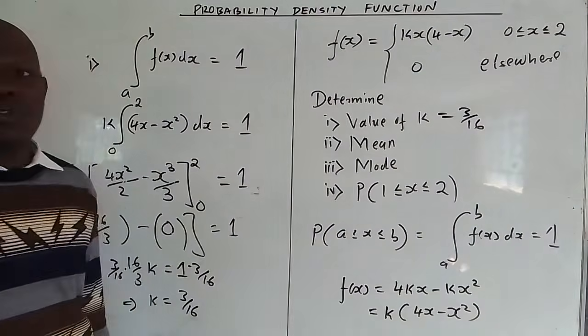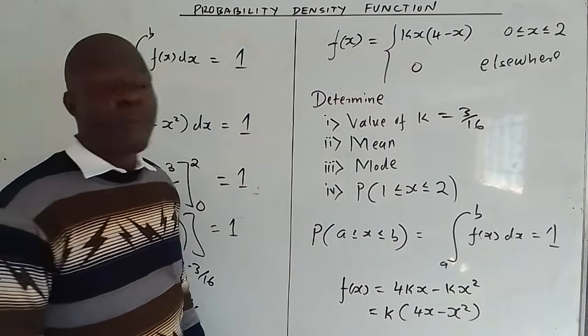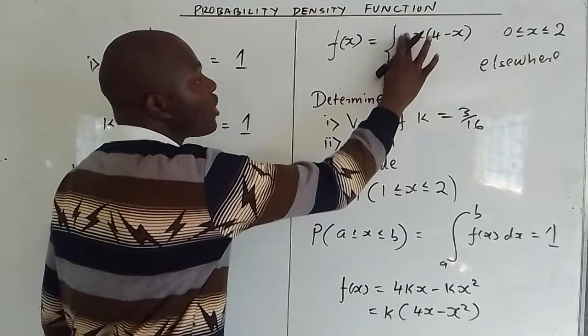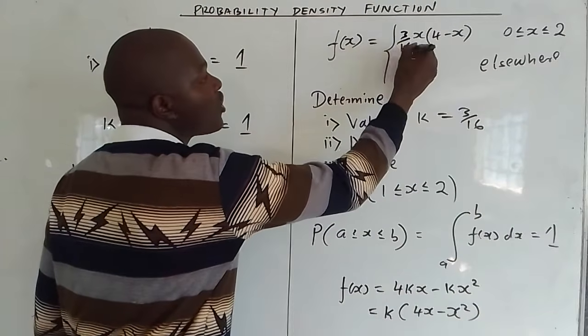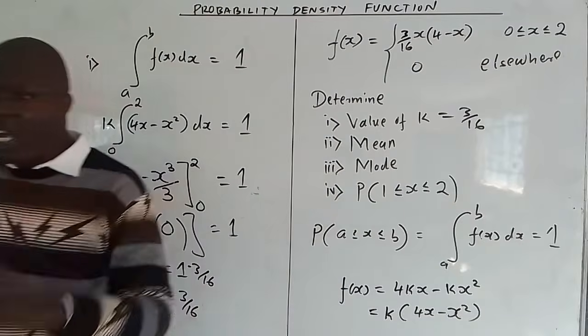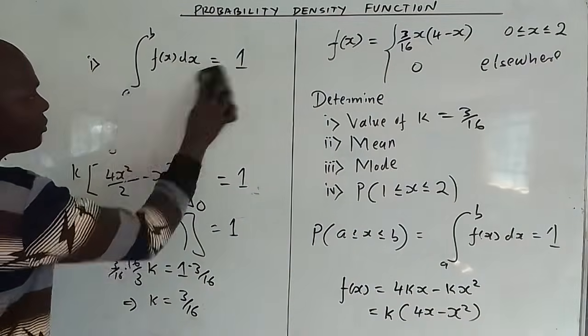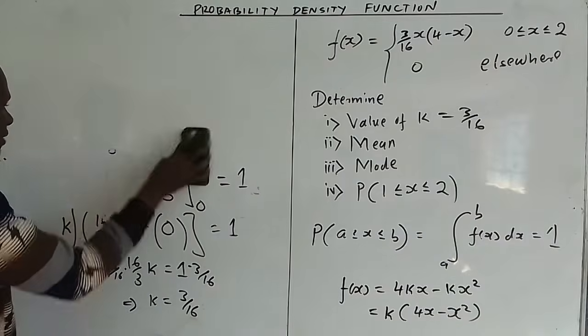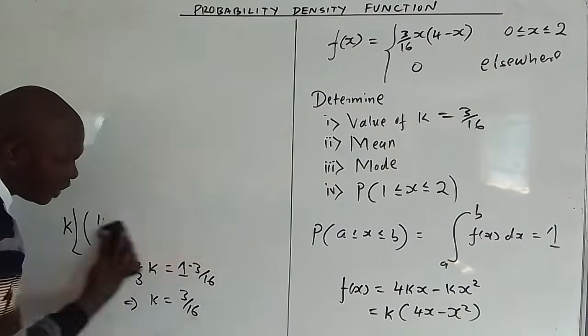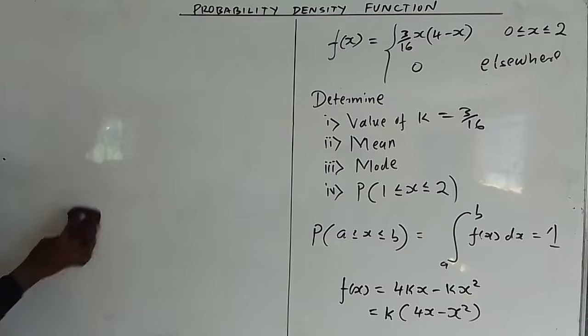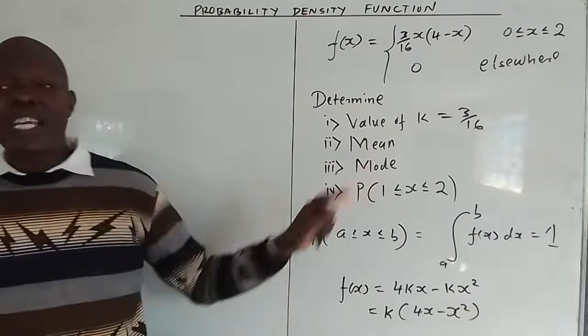So after getting the value of k, you go back to your probability density function, and where there is k, you will now be using the value of k to calculate anything that follows. Are we together? Yes. We've now found the value of k. After that, what else have we been told to determine? We've been told to determine the mean.